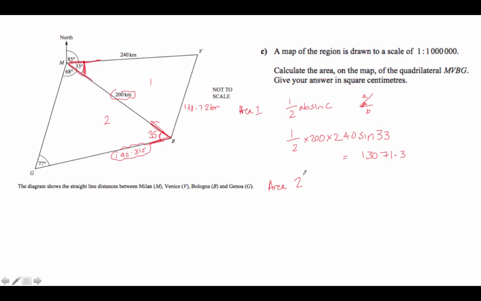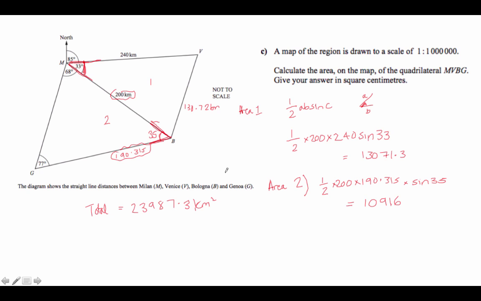So we're going to do area of triangle 2 is a half times 200 times 190.315 times sine, and it's got to be 35 because it's the angle in between. So the area of that would be 10,916. So the total area is going to be area of triangle 1 plus area of triangle 2, which is 23,987.3 kilometres squared.